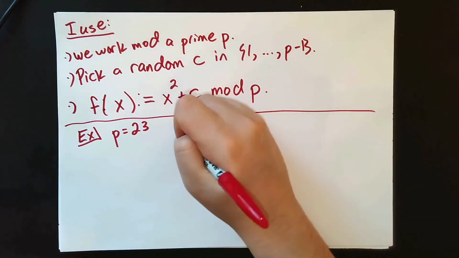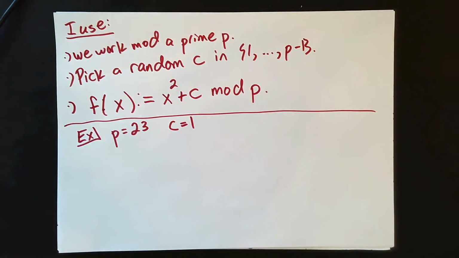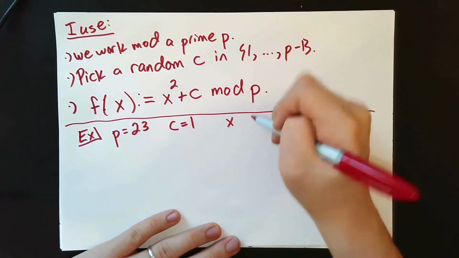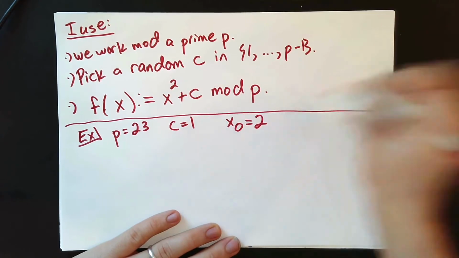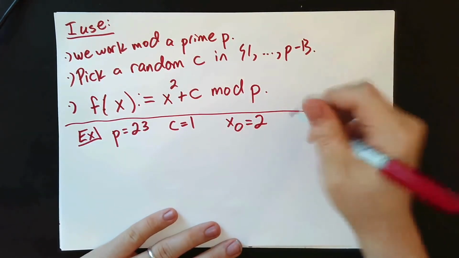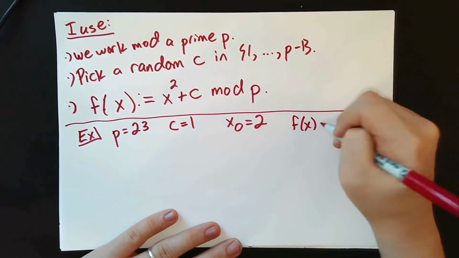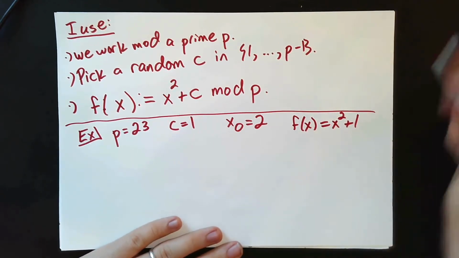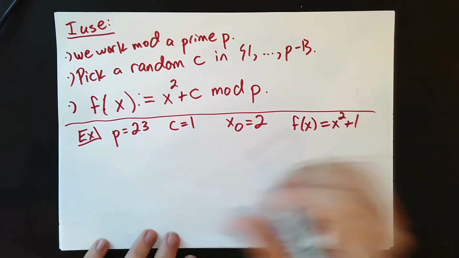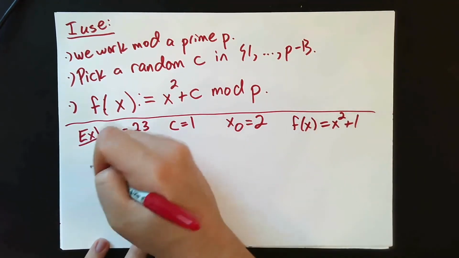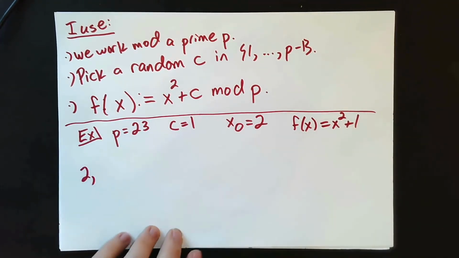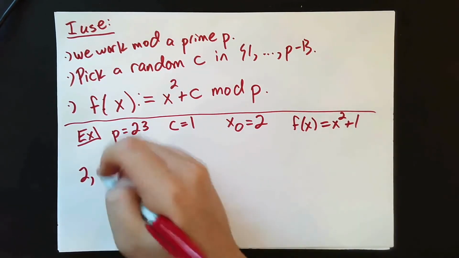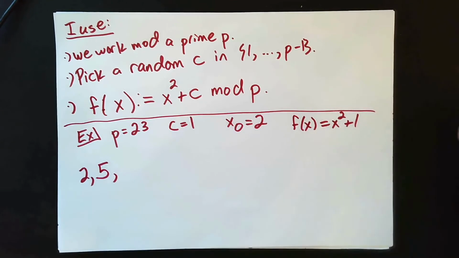Let's say p is 23. Let's say we get lucky and draw c equals 1, because that's a little easier for me to work with. And let's say our starting number happens to be 2. And so here, f of x is just x squared plus 1, some benign-looking calculus-y function. And so our sequence here starts off with x0, which is 2. And then the next thing I'm supposed to put here is 2 squared plus 1, which is 5.